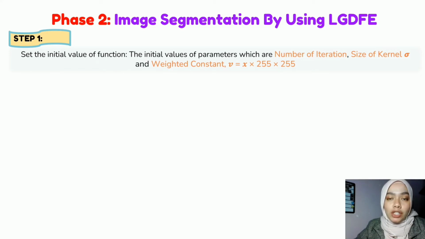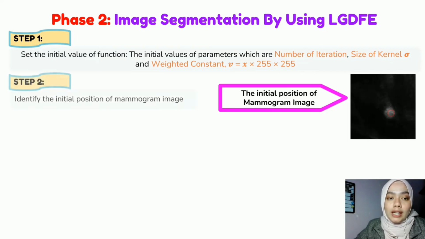The image segmentation process begins with setting the initial values of the parameters, which are the number of iterations, the size of the kernel, and the weighted constant, which is b equal to x times 255 times 255. Next is step 2, which is to identify the initial position of the mammogram image. This image illustrates the result of the locating process for the initial position of the mammogram image.